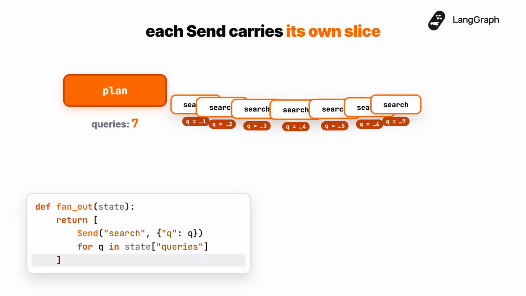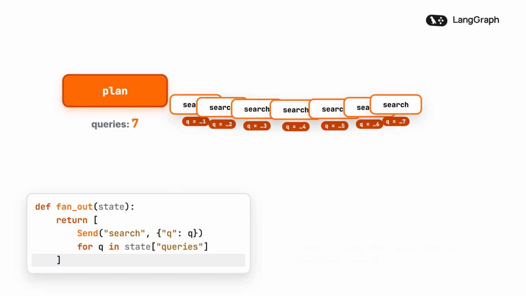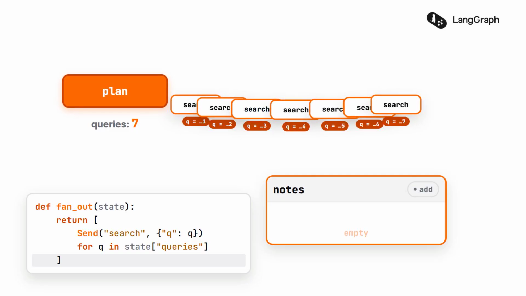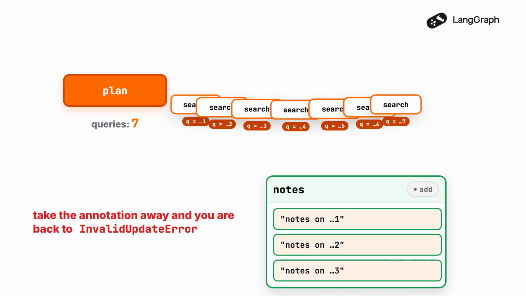Which is exactly the point. A worker gets the slice it needs, not the whole world. And the results come home the way Chapter 2 taught. Notes is annotated with add, so 3 parallel writes to 1 key merge instead of colliding. Take the annotation away and you are straight back to invalid update error.